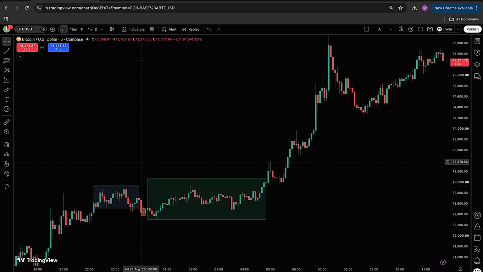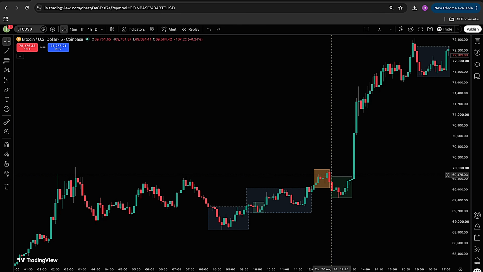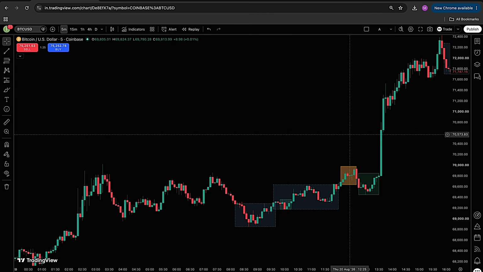And this hasn't happened just once. If you look back, you will see that here too, the market broke out of the green box in the same way and went upwards.